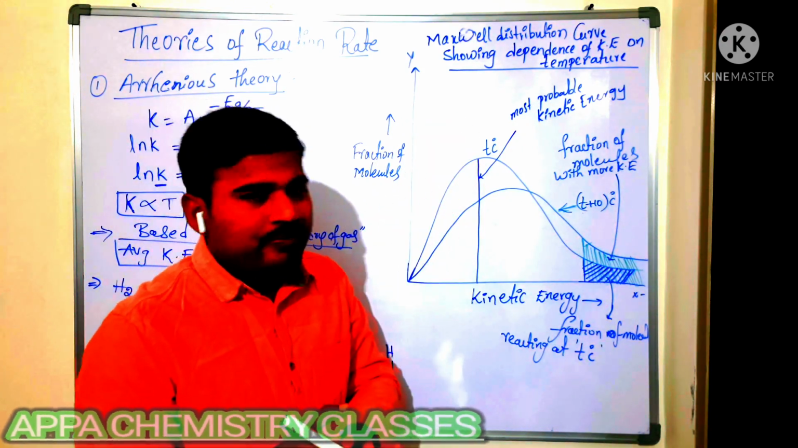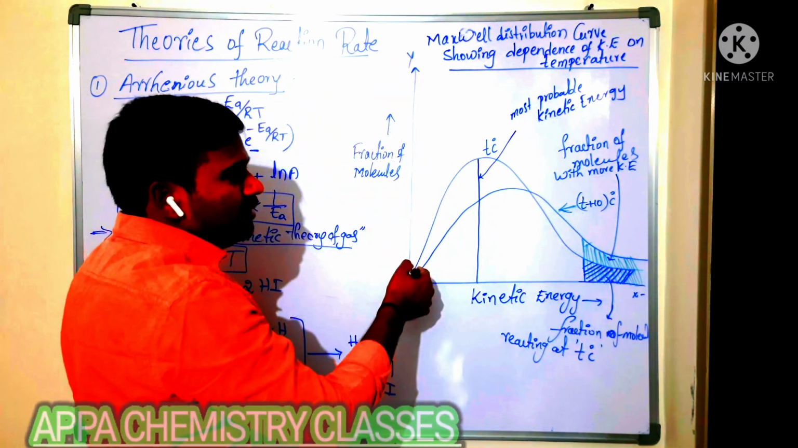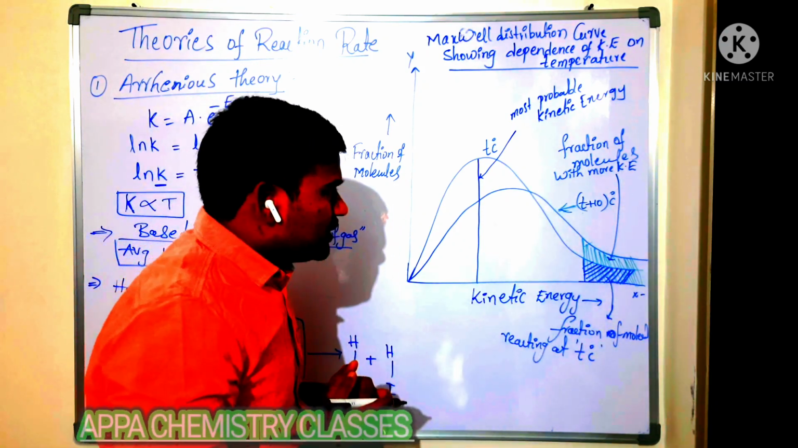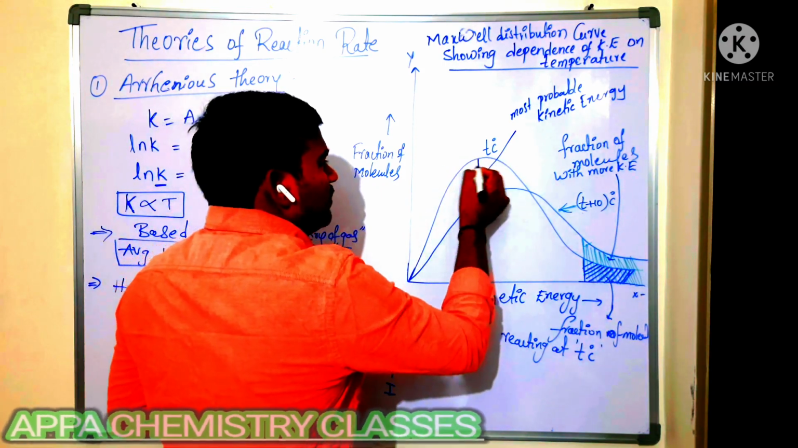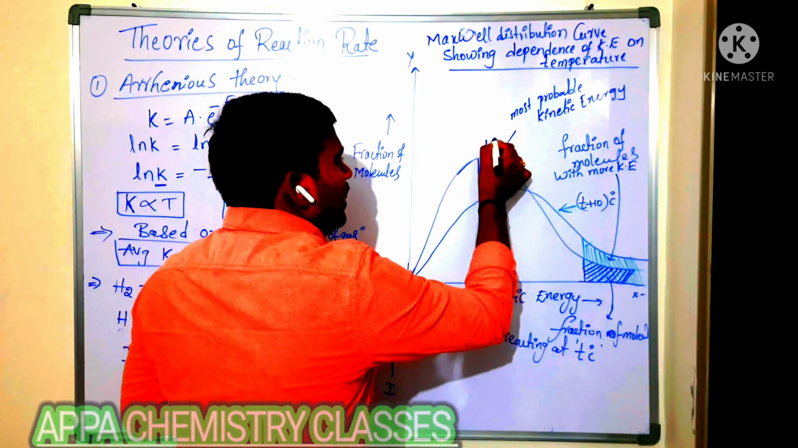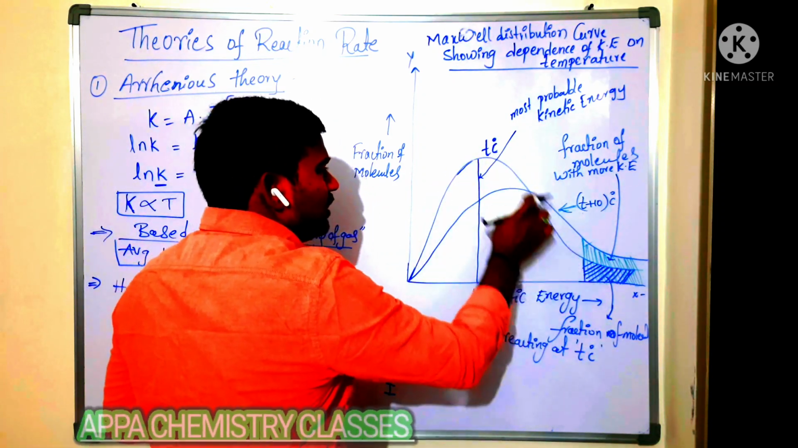Now we take the fraction of molecules on the y-axis and the kinetic energy on the x-axis. Then what happens at T degree Celsius? This is the curve at T degree Celsius. At T degree Celsius, it has a high activation energy.